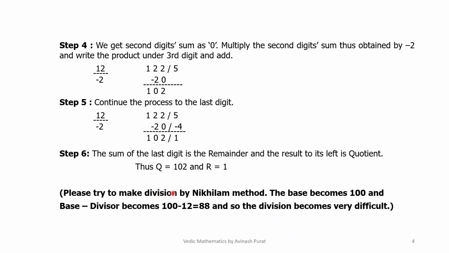Please try to make this division by the Nikhilam method. The base becomes 100 and base minus divisor becomes 100 minus 12 equals 88, and so the division becomes very difficult.